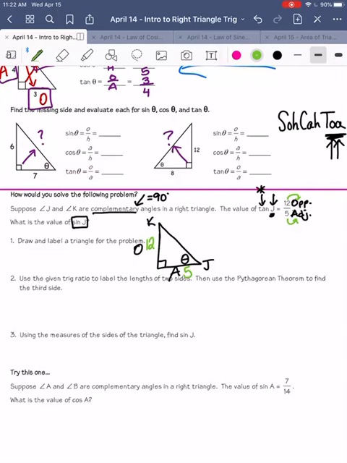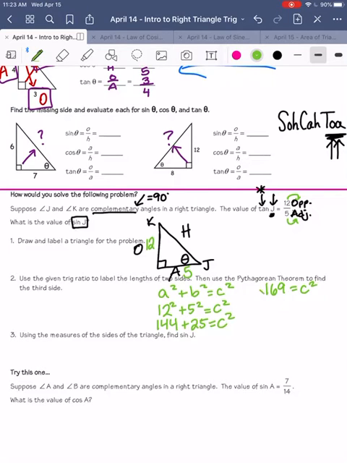Then use the Pythagorean theorem to find the third side. So we need to find the hypotenuse, correct? Everybody okay? And so we're going to do that using the Pythagorean theorem. So we're going to do a squared plus b squared equals c squared, and do 12 squared plus 5 squared equals c squared. And remember, it's okay to do 5 squared and then 12 squared. Okay, so this is 144 plus 25 equals c squared. Now let's add those two together. That should give me 169.